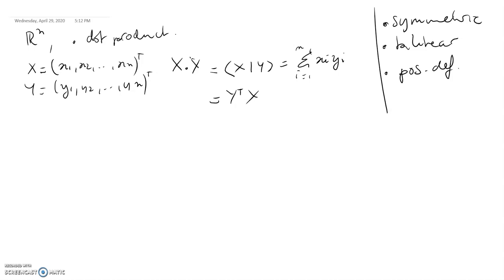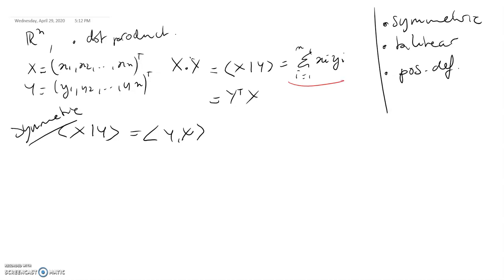All right, so symmetric. Obviously, we have that <x, y> is equal to <y, x>. Why is that true? Because if I use that definition of the dot product, <x, y> is going to be equal to the sum of xi yi, while <y, x> is going to be the sum of yi xi from 1 to n on both, and of course both are equal to each other. So we have the symmetry.